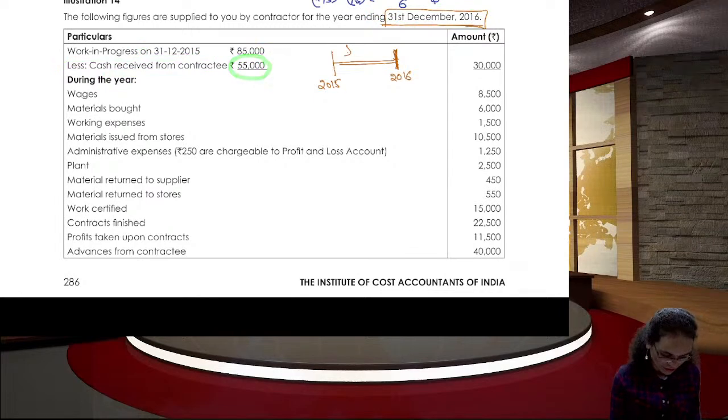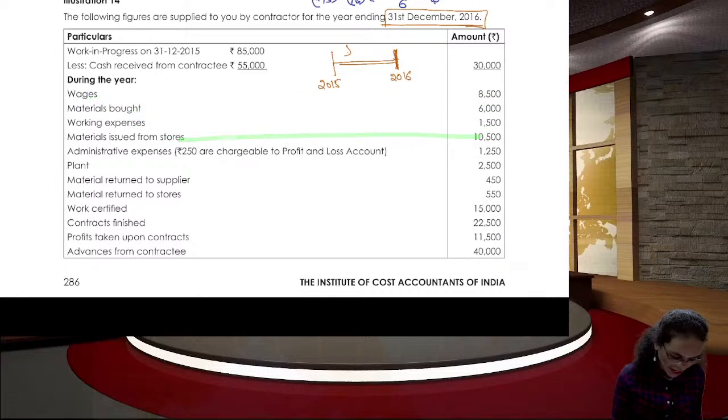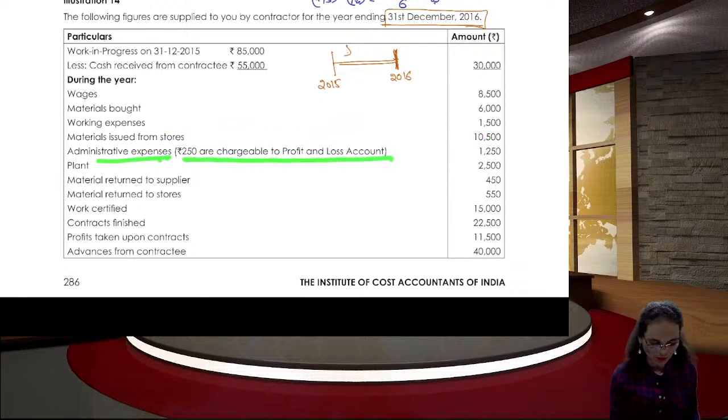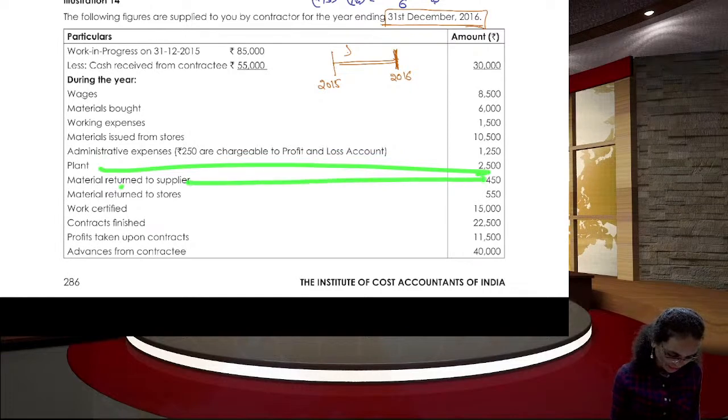This 55,000 was received. Wages this much, material bought, working expenses, material issued from the stock, administrative expenses 1,250, of which 250 are chargeable to profit and loss account. Means out of this 1,250, only 250 is chargeable to the P&L. In the sense, the rest of the amount is to be charged to the particular contract. Plant is this much. Material returned to the supplier is this one.